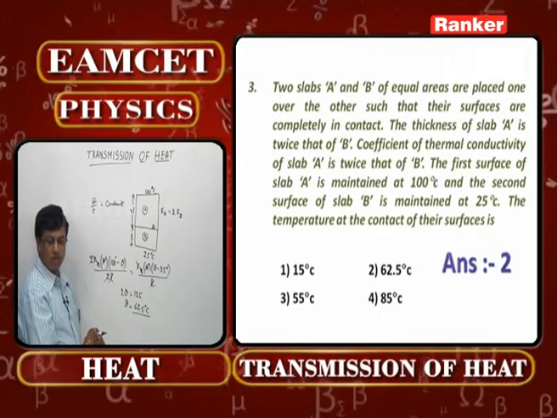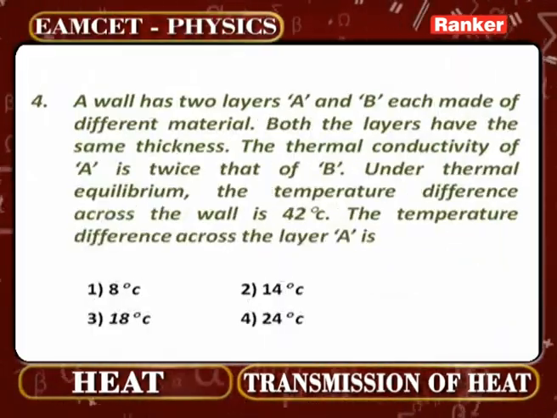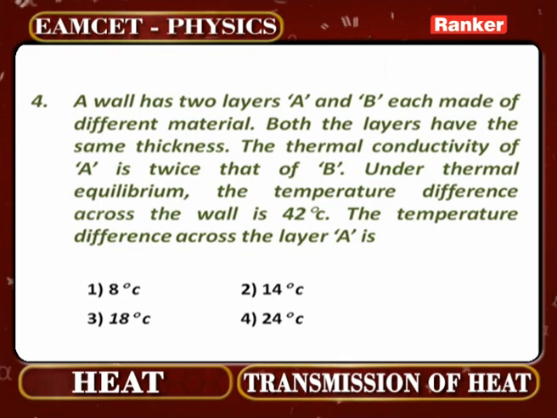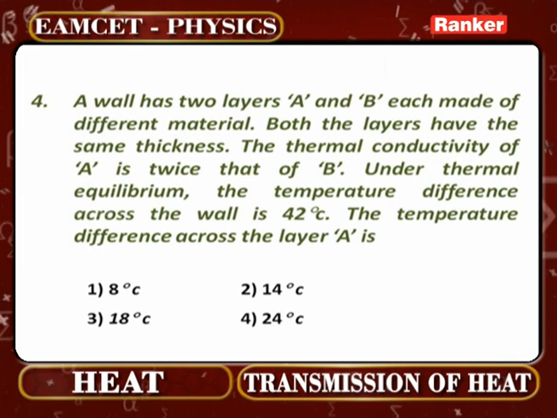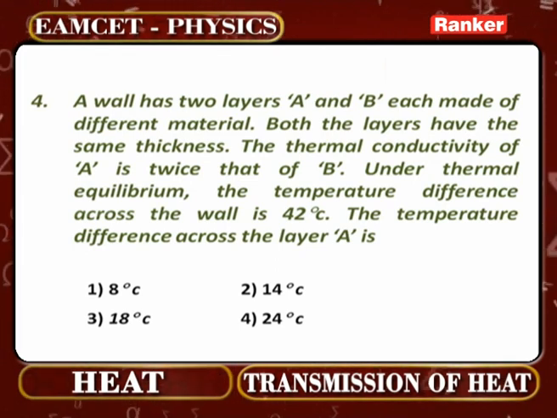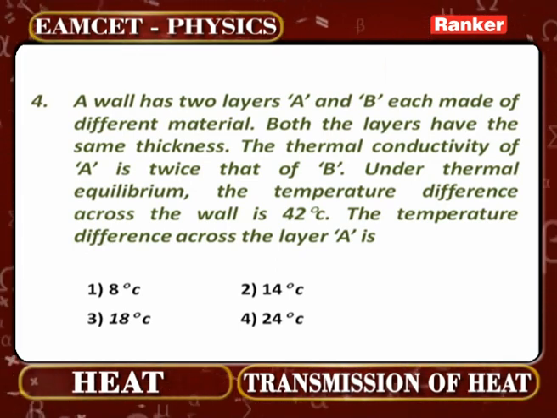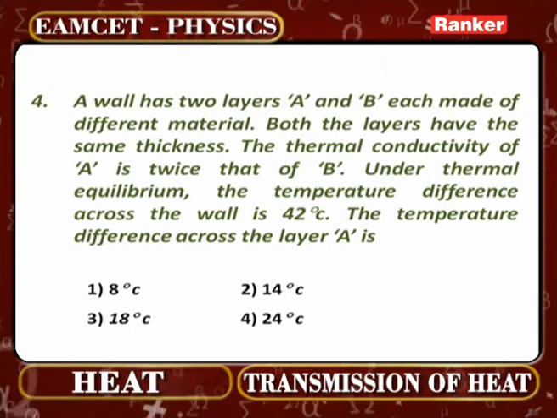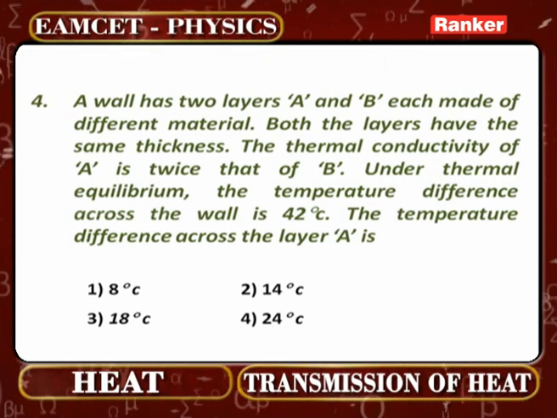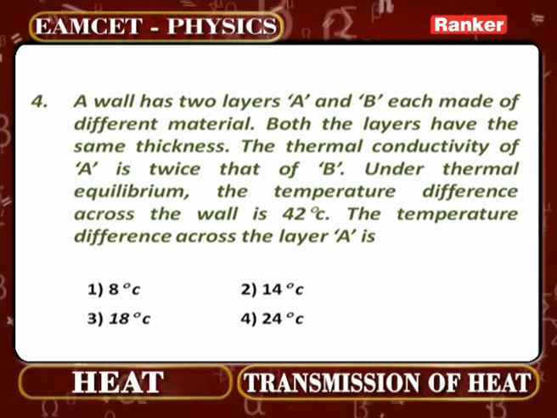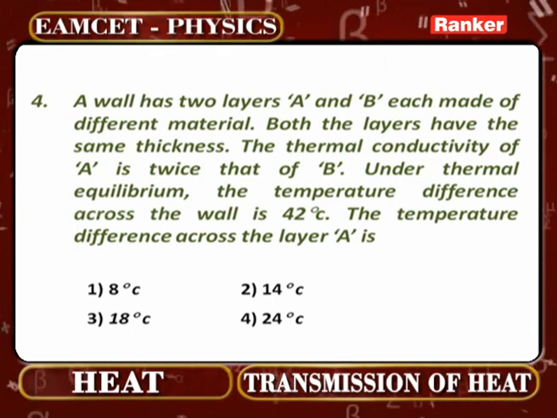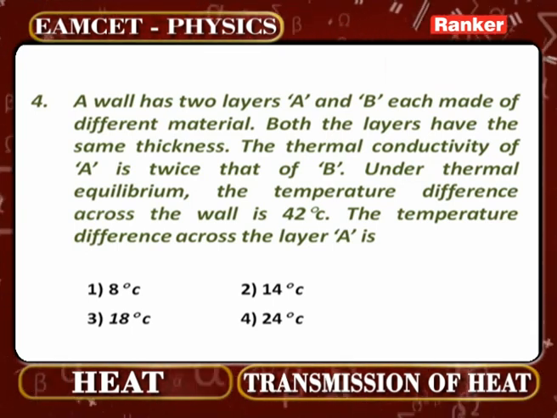Let us check the next number. Fourth question. A wall has 2 layers A and B, each made of different material. Both the layers have the same thickness. The thermal conductivity of A is twice that of B. Under thermal equilibrium, the temperature difference across the wall is 42 degrees centigrade. The temperature difference across the layer A is how much?